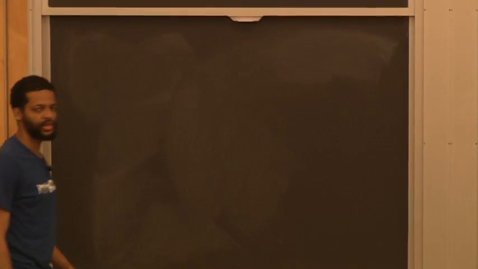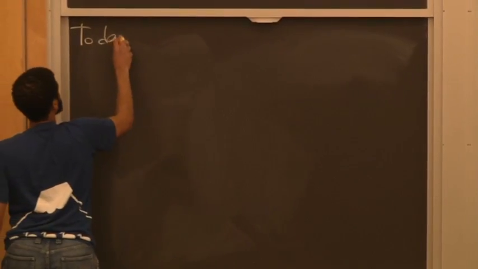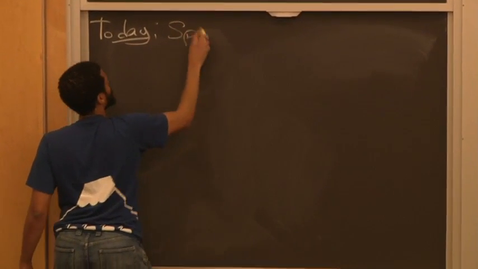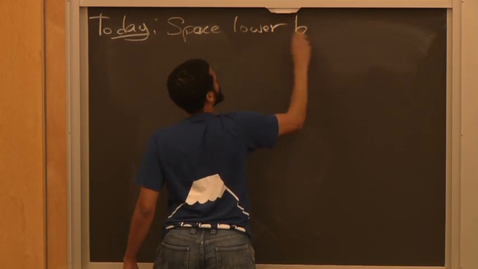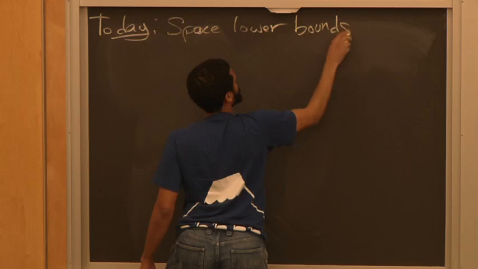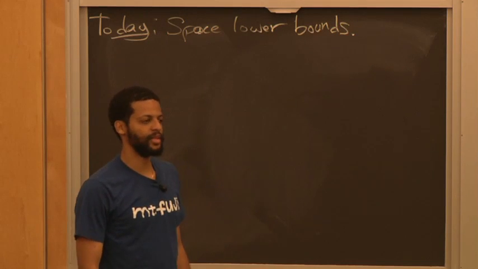So today we're going to talk about proving space lower bounds for streaming algorithms. So we've already talked a little bit about this. We showed some linear lower bounds.